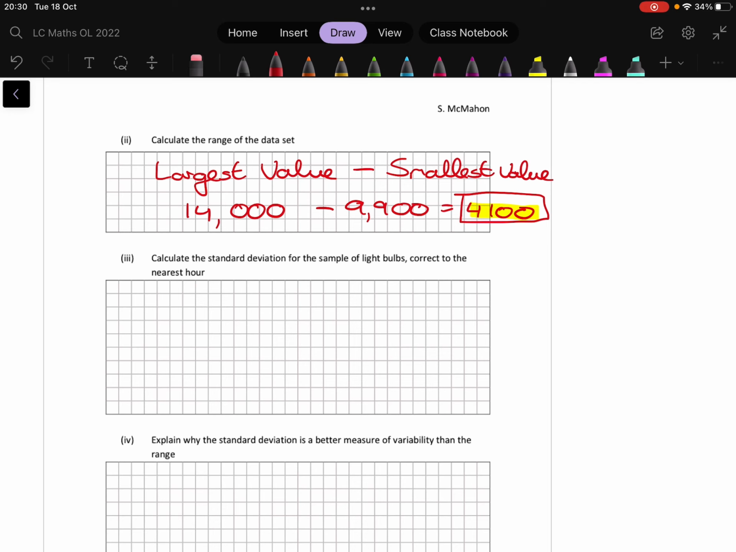So our next part asks us to calculate the standard deviation for the sample of light bulbs correct to the nearest hour. So in order to do this, we can go straight to our calculator and use our calculator work to find the standard deviation. So we need to make sure that we know all the steps involved with getting the standard deviation. So to do this, make sure you look back at the notes for finding your standard deviation.